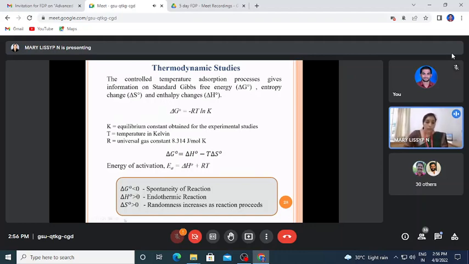And delta H degree, that means the enthalpy change. If the delta H degree value is positive, greater than zero, we can say that the reaction is endothermic. Two types of reaction can happen, endothermic or exothermic, but in our study, if the value is greater than zero, it is an endothermic reaction. And delta S degree, that means the entropy change. If it is a positive value, greater than zero, the randomness increases as the reaction proceeds.